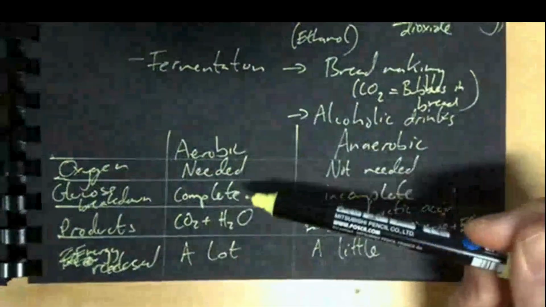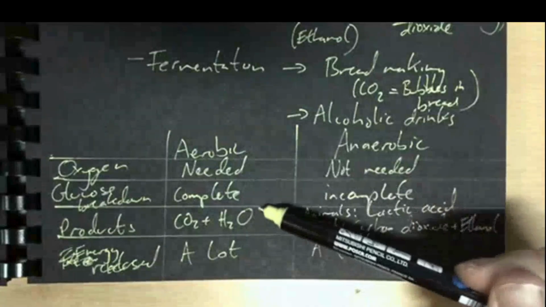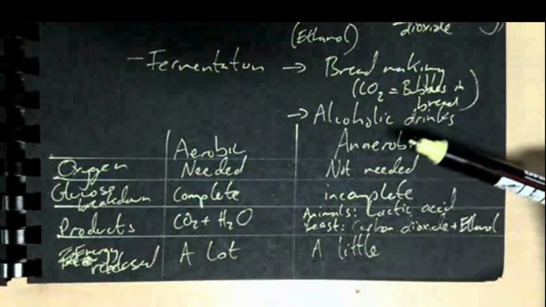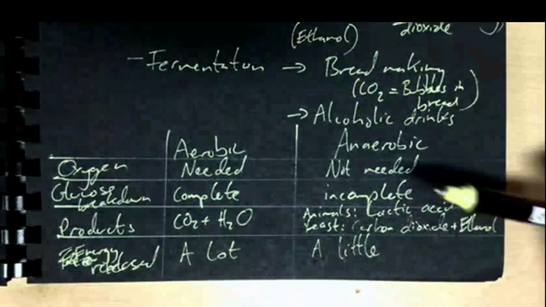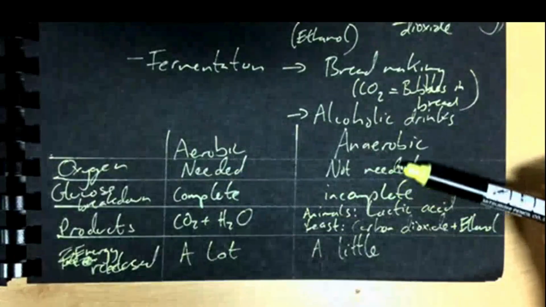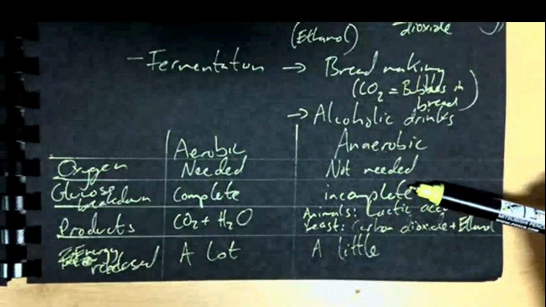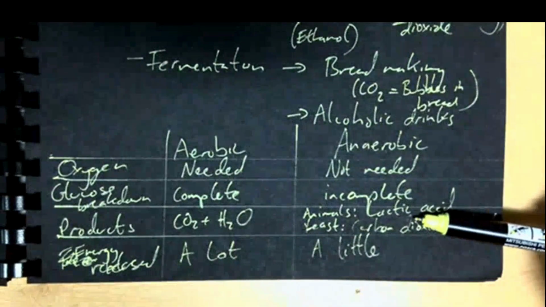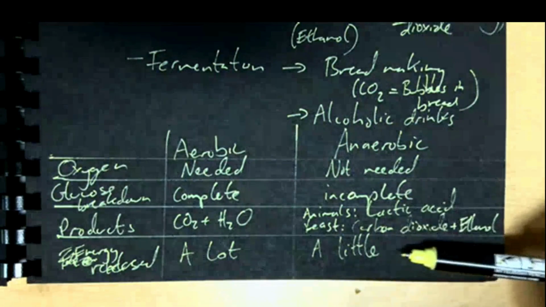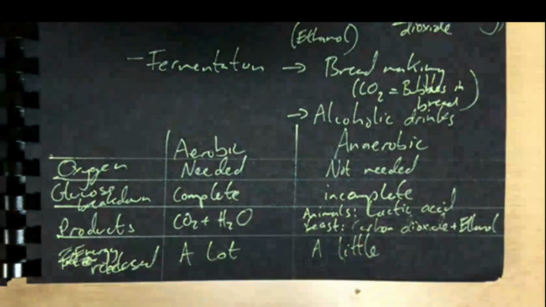Aerobic, oxygen is needed, the glucose breakdown is complete, the products are CO2 and H2O, and lots of energy is released. And anaerobic, you don't need any oxygen. It is incomplete breakdown of glucose, and this is important. We'll come back to what we do next with it. And then in animals, we make lactic acid. In the yeast, we make carbon dioxide and ethanol. And then the energy released from that one is only a little bit of energy.